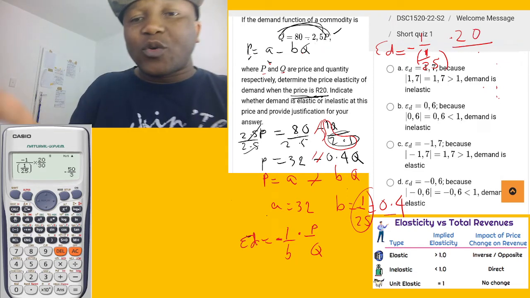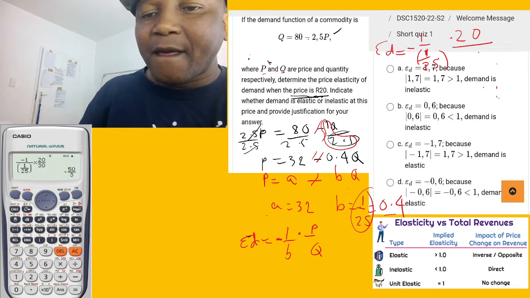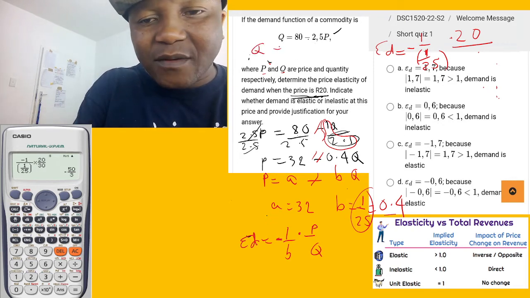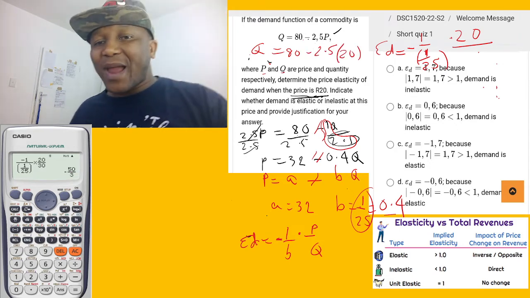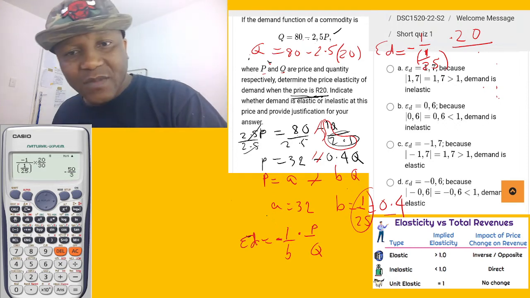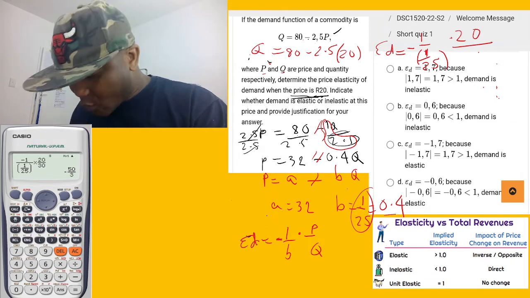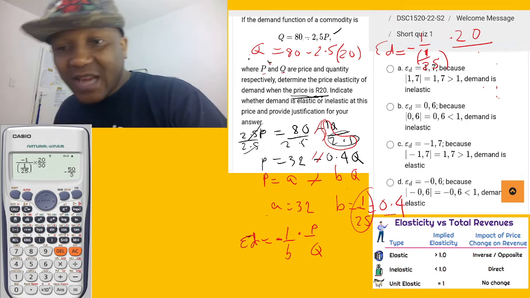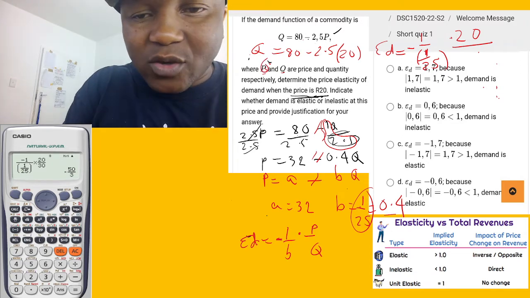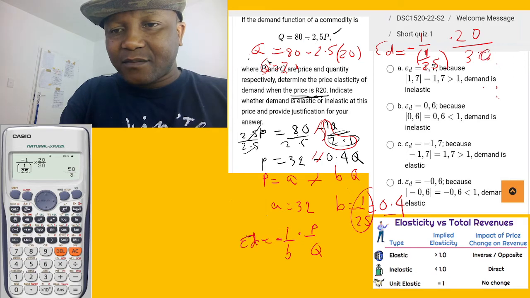We don't know Q. So to get Q, I'm going to have to go up here and substitute the value. Since we know our P is equal to 20, our Q equals 80 minus 2.5 times P. What is our P? P is equal to 20. So plug it into the calculator: 80 minus 2.5 times 20. So our Q is equal to 30, which is the same as what I got before.